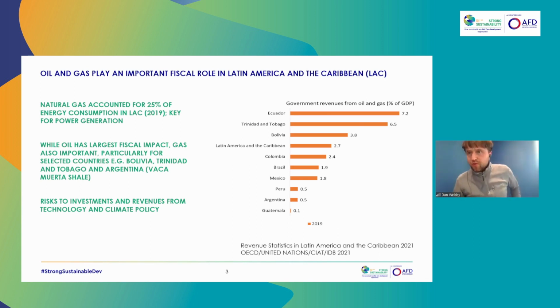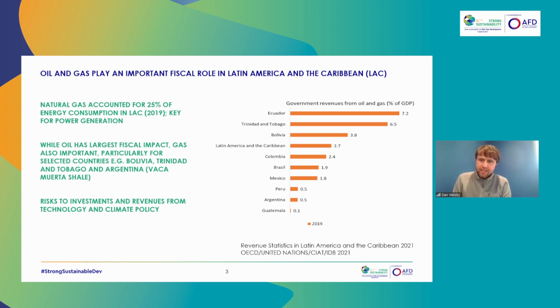So I'll just begin with a bit of context. Natural gas plays quite a large role in the energy system for Latin America and the Caribbean. In 2019 it accounted for around 25% of energy consumption. One of the key parts of that is the power generation sector, and there's a temporal aspect to that. Countries which are heavily reliant on hydropower, as hydropower fluctuates between different seasons, use natural gas in quite a large balancing role, particularly for power generation.